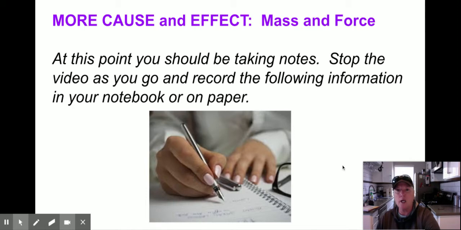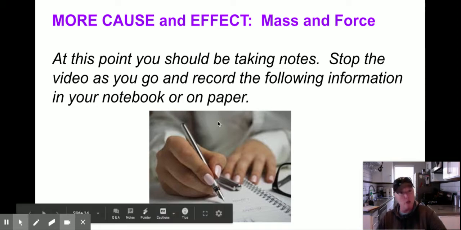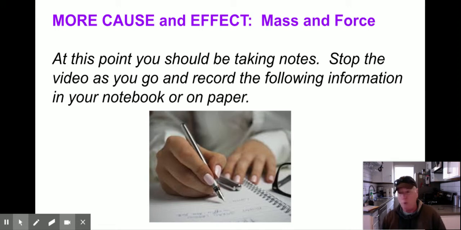All right, let's talk a little more about cause and effect. Is there a relationship between mass and force? Again, at this point you should still be taking notes. Stop the video and record the following information in your notebook.